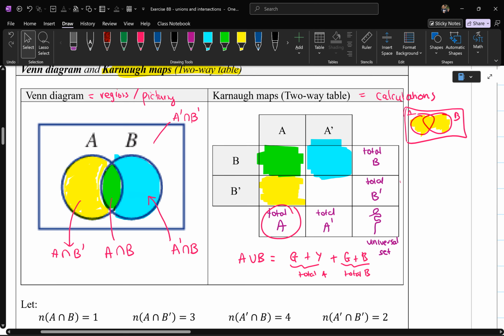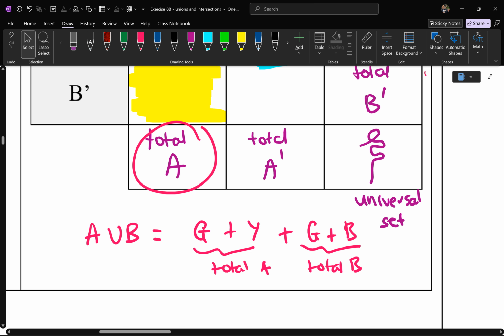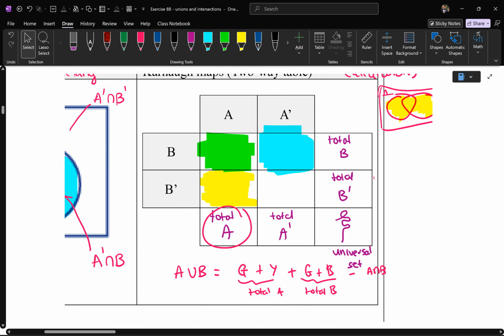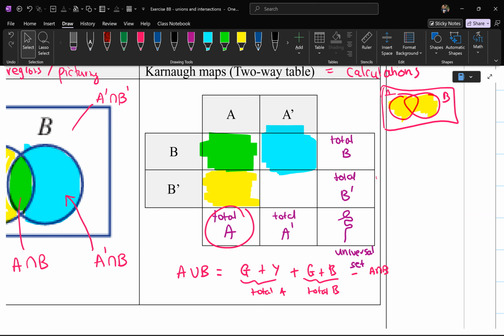So the problem is that you're doubling up on the green region. That's why she said minus A intersect B. That's why then you get the total probability. So you minus the green. Can you see what's happening there? She said green plus yellow gives you all of A. Green plus blue gives you all of B. But if you add those together, you're doubling up on the green. So that's why you have to minus the intersection.